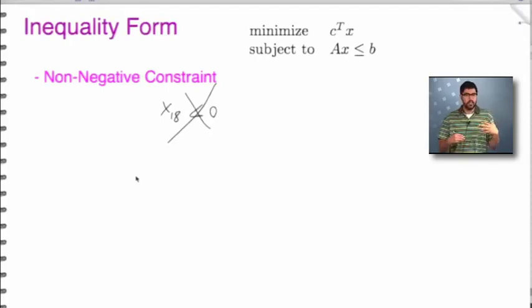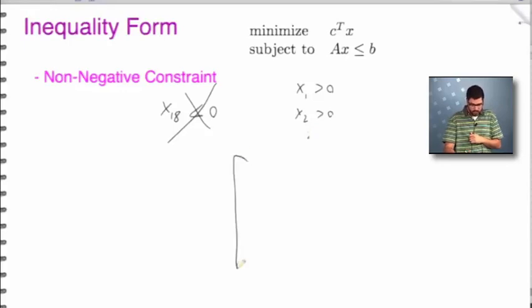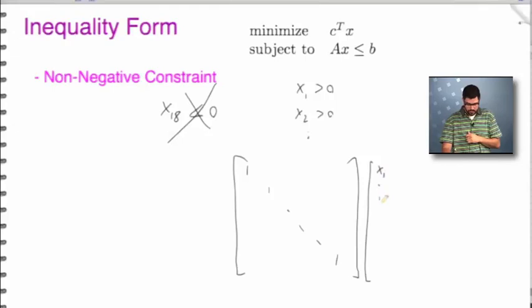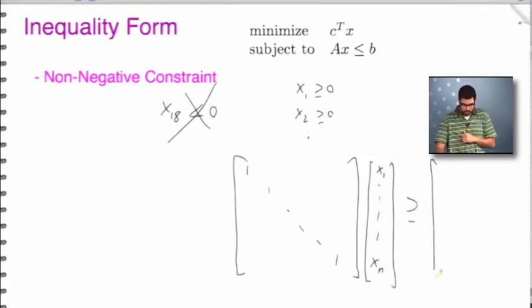So now of course I could list them. I could say X1 has to be greater than 0, X2 has to be greater than 0, and so on. Or I could put it into a matrix form, okay, and say, you'll have an identity matrix times your X vector, and then that has to be greater than or equal to, so non-negative, a 0 vector.